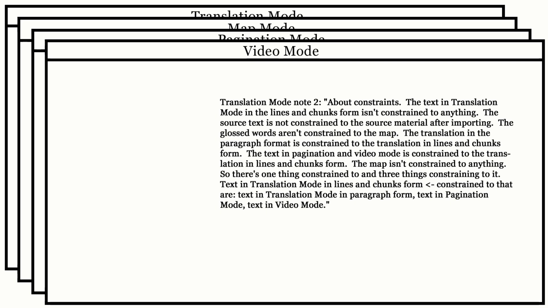There was some awkward wording there. When I said source text is not constrained to the source material, I just meant that once you import the source text, the program's not keeping track of whatever other document you copied that in from, as I've said earlier. Alright, so what we see in video mode and pagination mode is constrained to what's in translation mode. That means that whenever some text is changed in translation mode, those changes show up once you go from there to pagination mode or video mode.